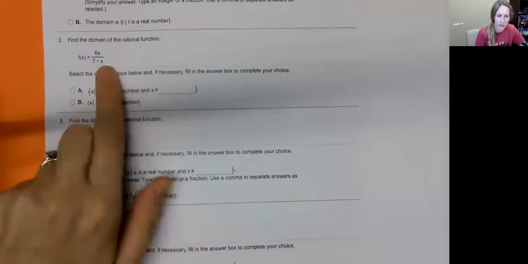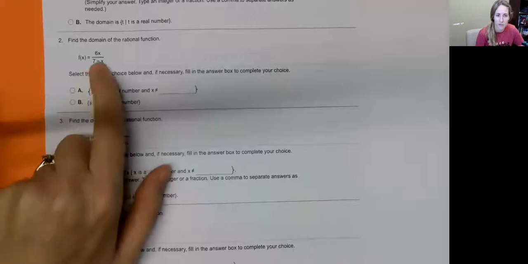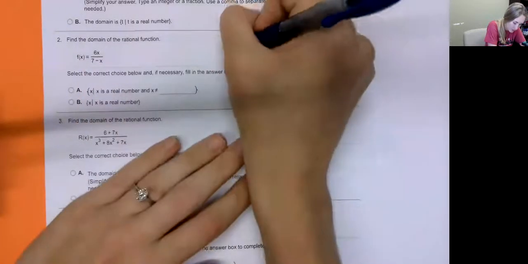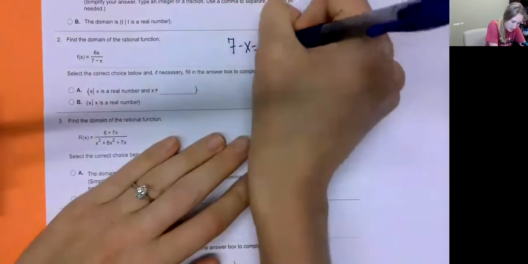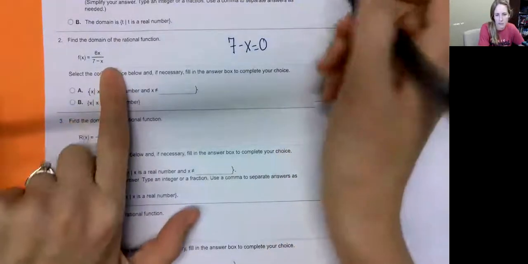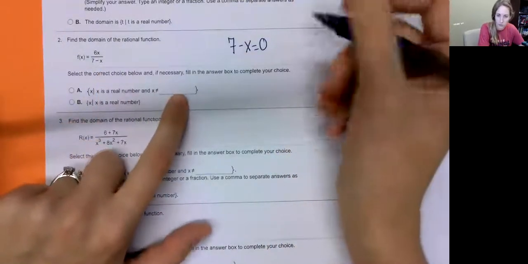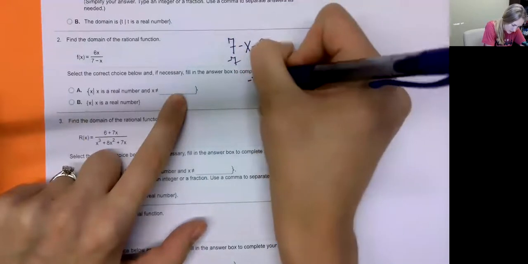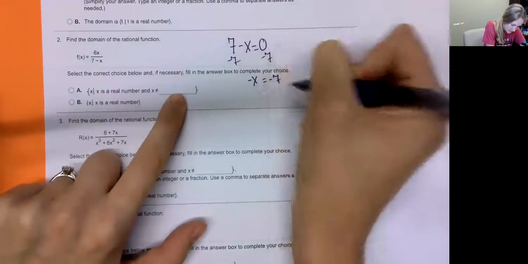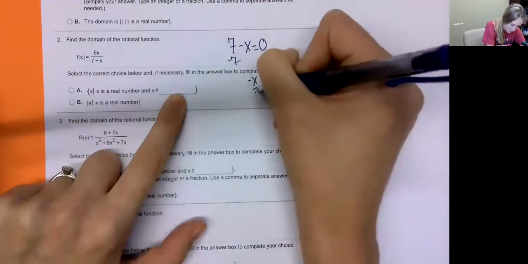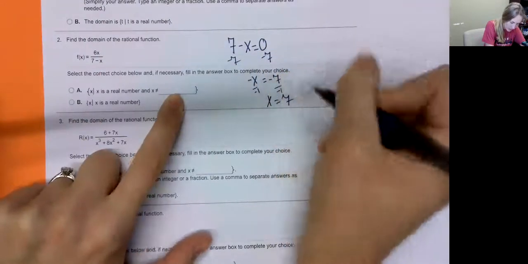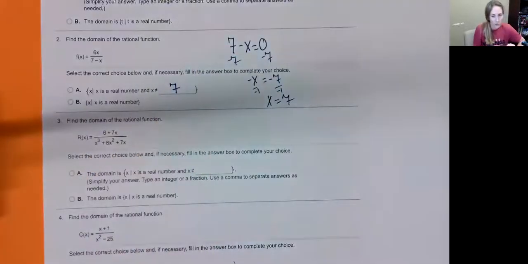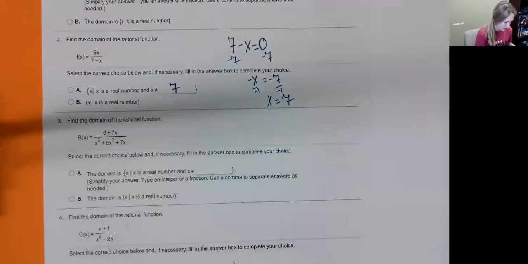Find the domain of the rational function. 7 subtract x equals 0, because we want to know what's going to make that bottom be 0. We want to know what's going to make it undefined because that's what x cannot equal. So we'd bring our 7 over, so we'd have negative x equals negative 7, and when we divide by negative 1 on both sides, we get x equals 7, and that is what x cannot equal. Another way you can do that is 7 subtract x equals 0. What is x? So 7 subtract 7 is 0.